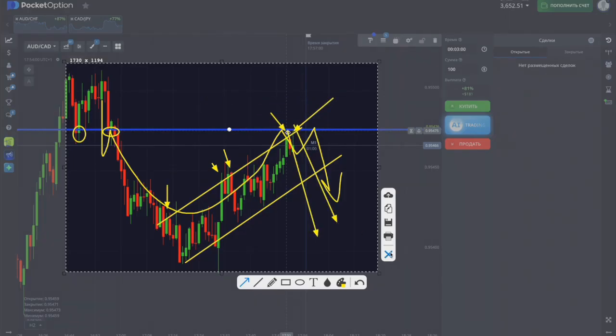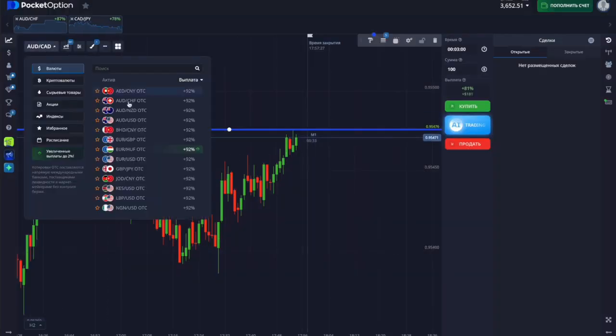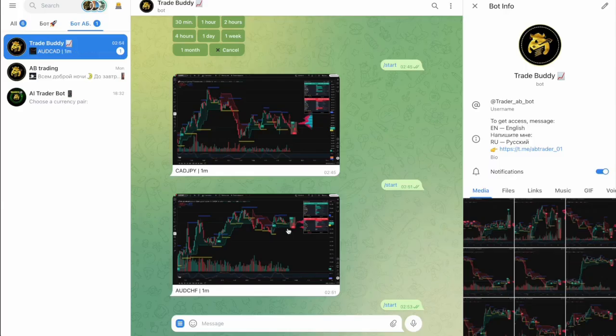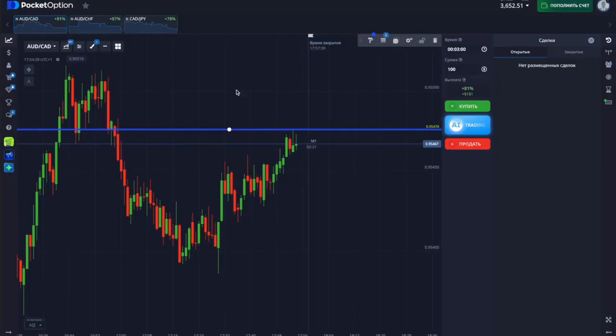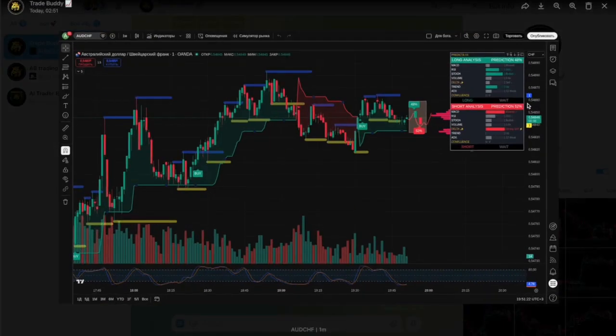This is a pullback. But I need to check myself. Did I do everything right or not? That's why I added the currency pair to my favorites. And I open it. I requested it on the bot. By the way, this is very important right now. I wanted to open a position downwards on the pullback, but I checked with the bot.